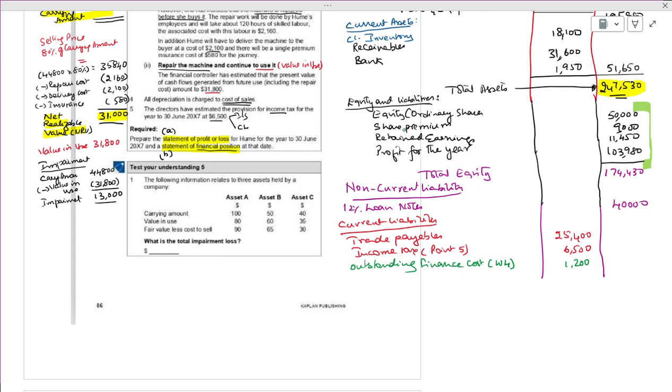Now do the total. 33,100. Huh? 33,100. 33,100. Total of this plus this, how much will you get? $247,530. 247,500. Is it clear? It has become different, I think. How, my dear? Check again. No, it's clear.